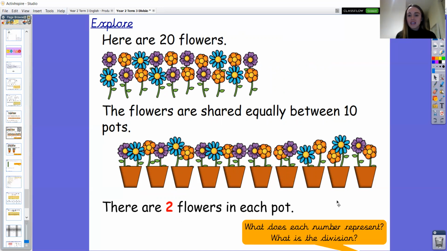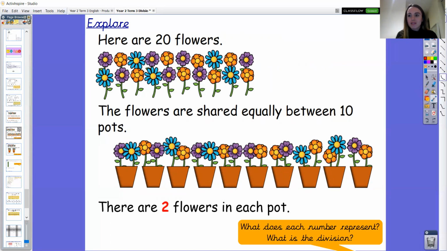Okay, so let's have a think. What does each number represent? So what does the number 20 represent? Well done. The number 20 tells us the whole amount of flowers. Okay, what does the number 10 represent? Well done. The number 10 tells us how many pots there are. Brilliant. Now let's have a think. What does the number 2 represent? Well done. The number 2 tells us the amount of flowers in each pot.